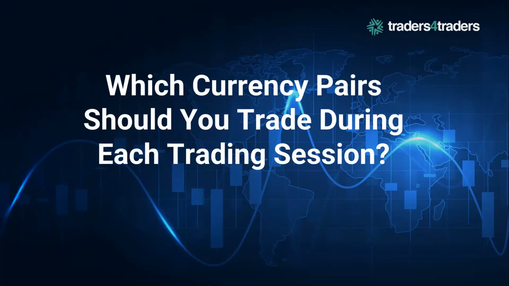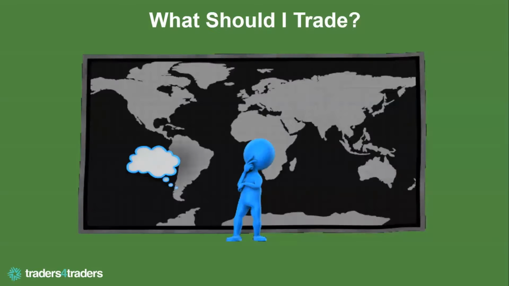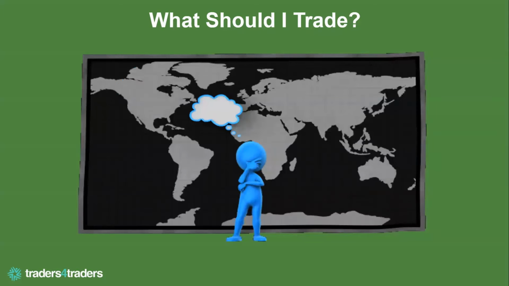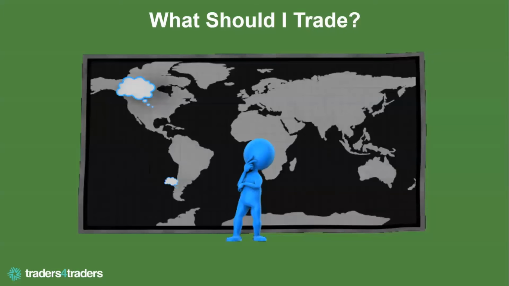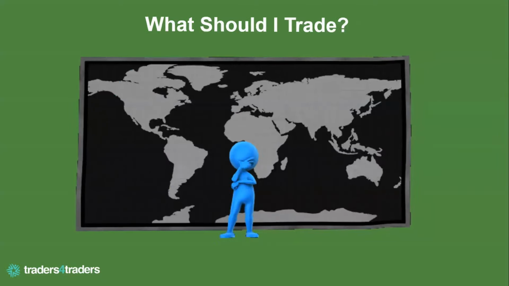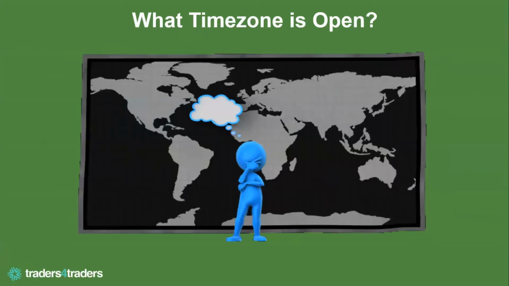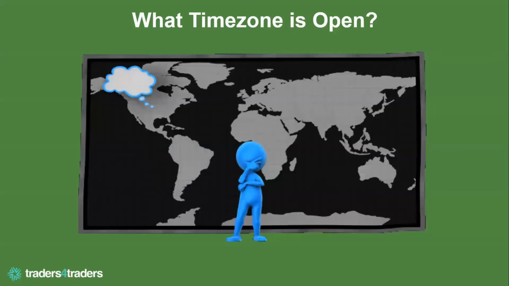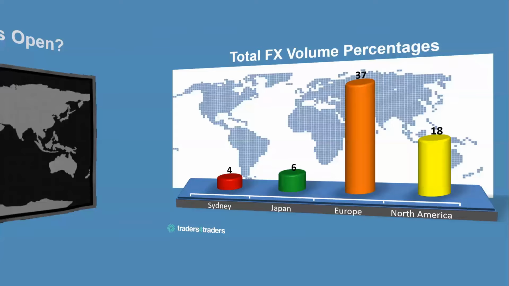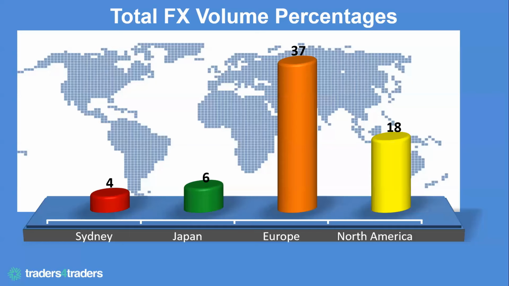So, which currency pairs should you trade during each trading session? Now, I know a lot of traders are sitting at home wondering what should they be trading. Maybe the yen, it's been in the news, the Aussie, or the Canadian dollar. A lot of traders actually just go and trade the last pair that they made money on without any other consideration. What you should really be thinking about is what time zone is open, because that's where the trading activity will be.